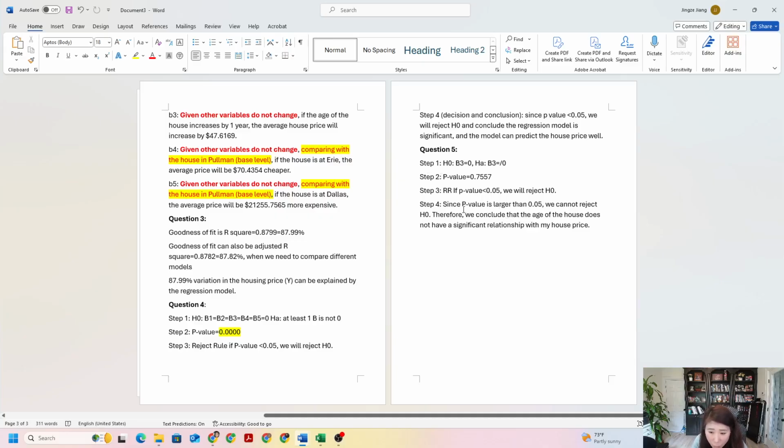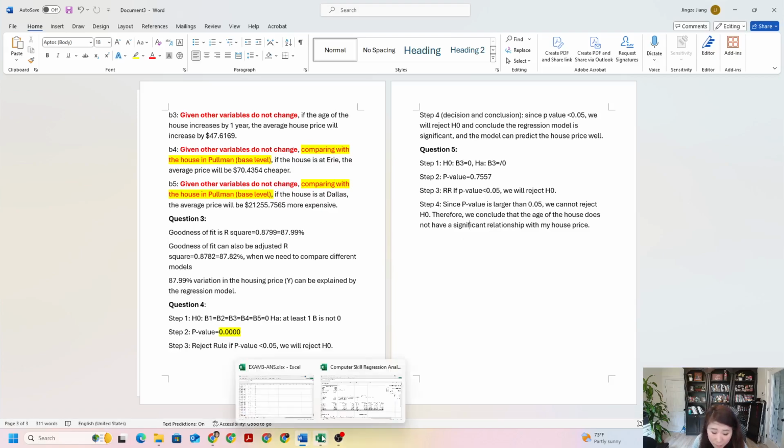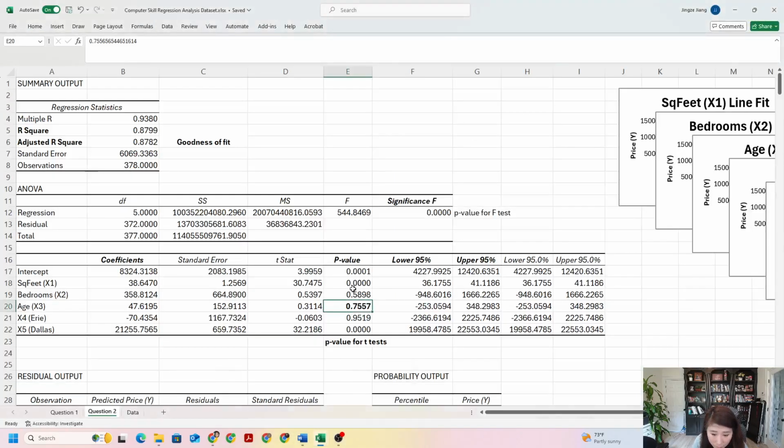Again, if you do not know why not rejecting leads to not significant, please watch the lecture video where I give you more detail on why you cannot reject and have to conclude that the relationship is not significant. Looking at this model, my intercept is significant, but like I said, usually it doesn't matter.